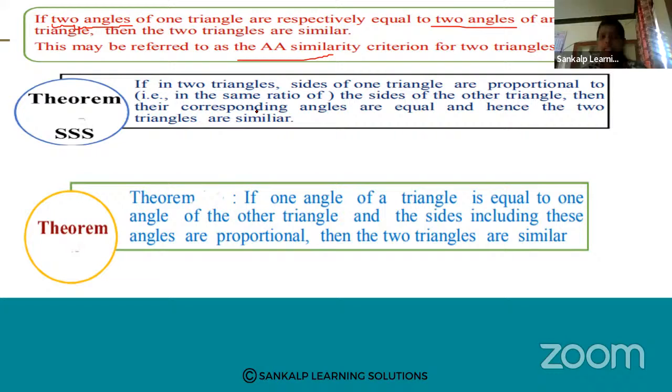Prove the AA criteria, prove the SAS. You must do that perfectly. All these theorems will come for 4 marks, or it may be asked for 5 marks also.